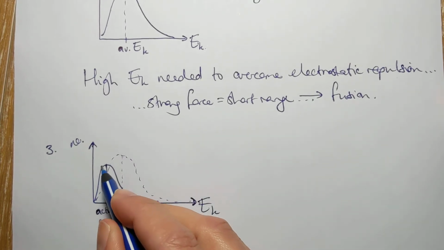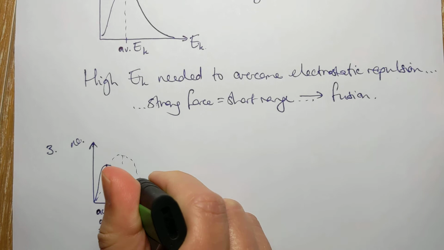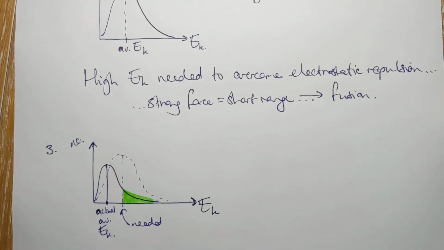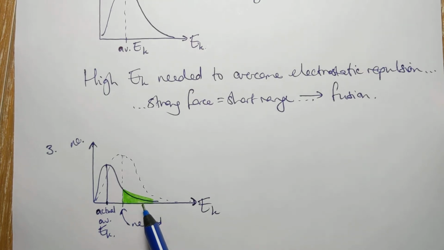And look, at this lower temperature, we do still have, let me grab the highlighter, we do still have these particles here that have high enough energies to fuse. So some fusion is going to happen, but not very many, and that's why the chance of fusion is low, and that's why the sun lasts so long.